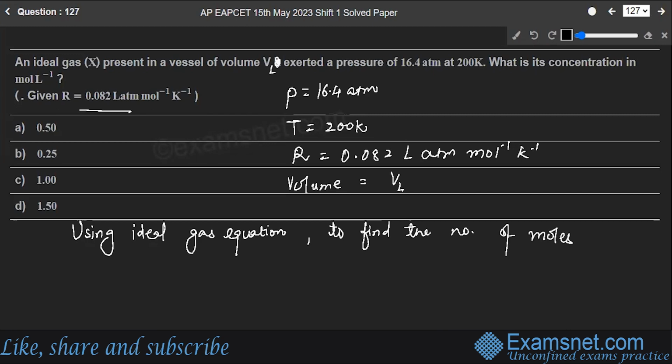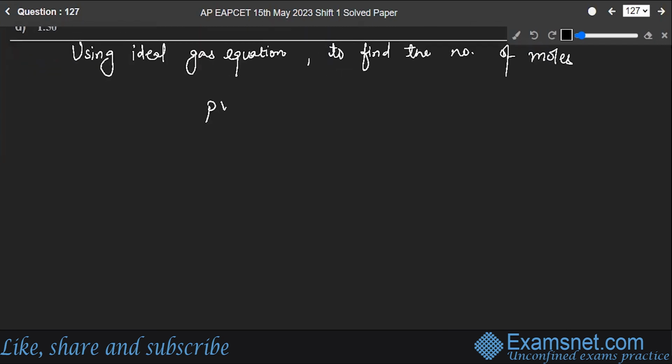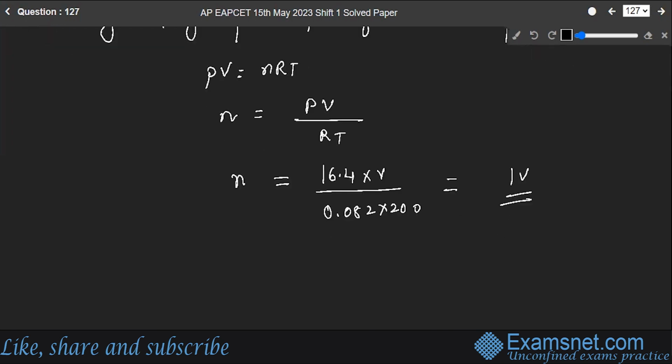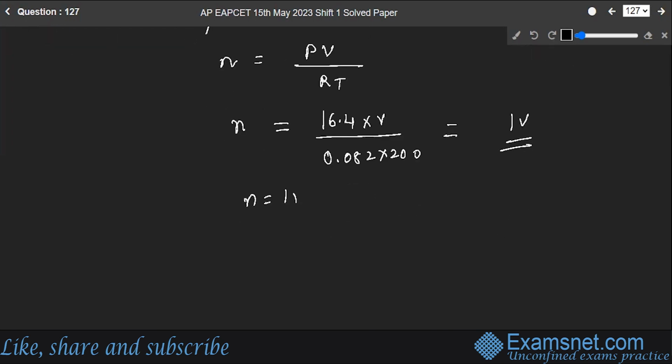To find the number of moles, you have PV is equal to nRT. So n is equal to PV upon RT. This is equal to 16.4 into V upon 0.082 into 200. On solving this whole thing, you will get this is equal to V/2. So the number of moles is equal to V/2.